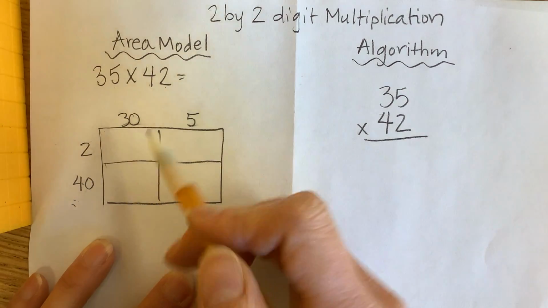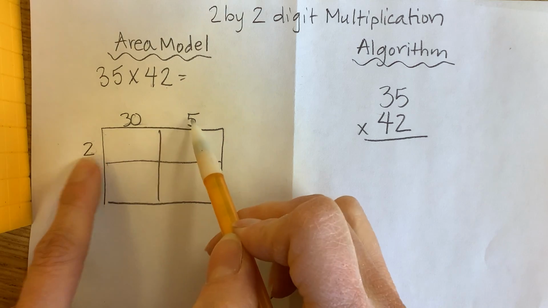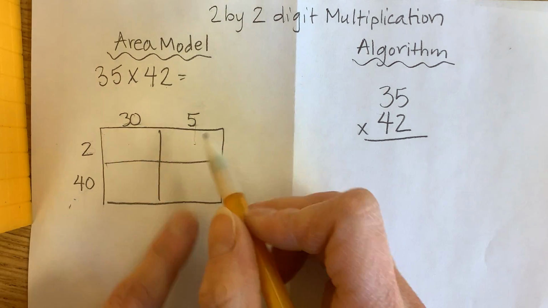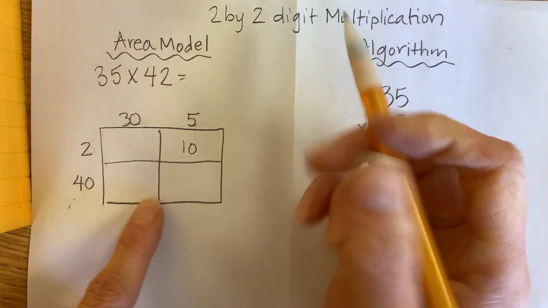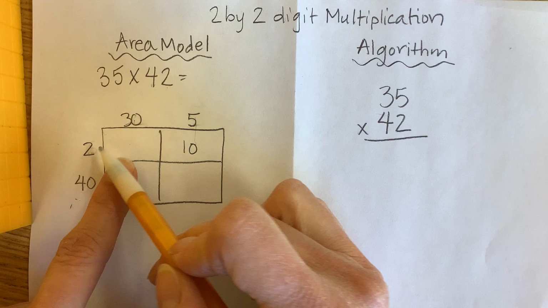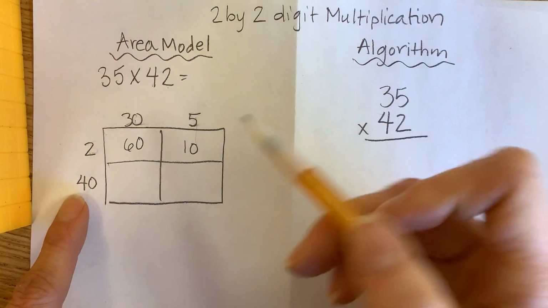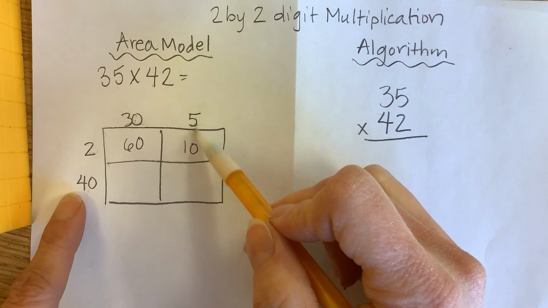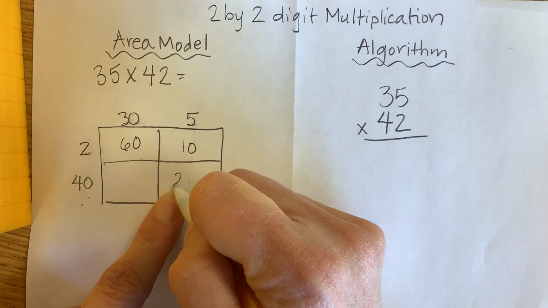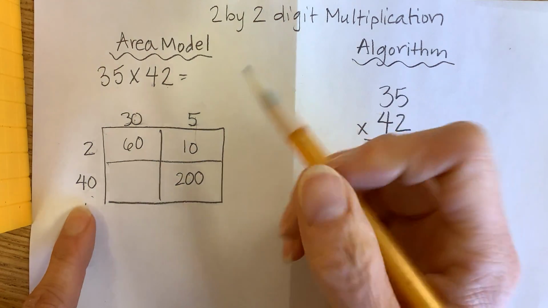Now we're going to multiply them together into each box. Let's start with our ones and ones. Ones and ones multiplied together is going to make 10. And our ones and our tens multiplied together is going to make 60. All right, now let's do our ones and our tens. 5 times 4 is 20, and I'm going to add that 0 on to make 200.